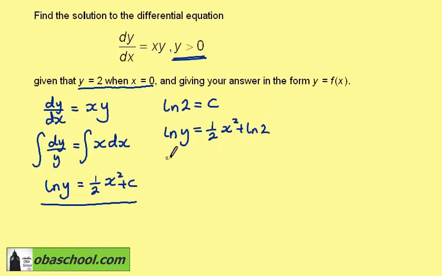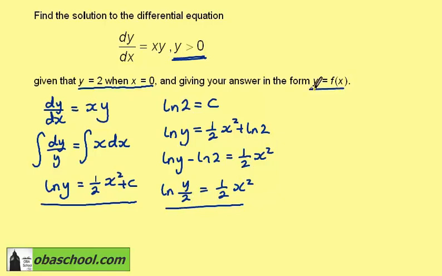But of course we must give our answer in the form y equals f of x. So we're going to have to manipulate. Bring the log 2 over with the log y, and then use our knowledge of log laws here to write log y over 2 is equal to a half times x squared.